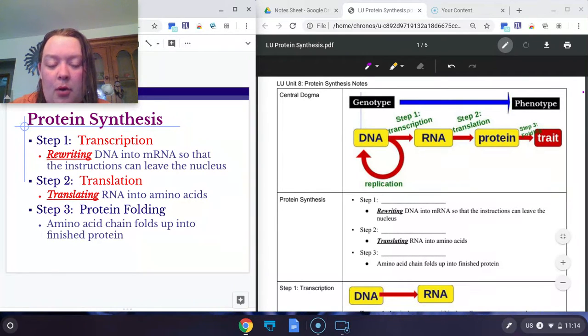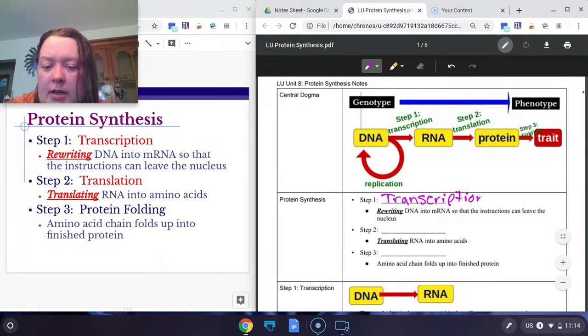The protein synthesis, the process of building a protein, has 3 steps. Step 1 is called transcription. So transcription. In transcription, DNA is rewritten into a molecule of mRNA so that the RNA can leave the nucleus. So step 1, transcription, rewriting DNA as RNA.